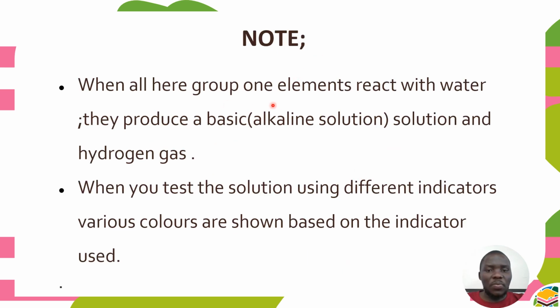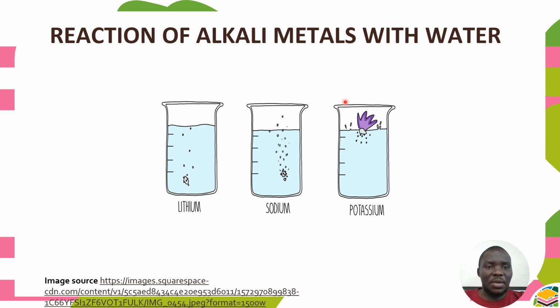Note that when all group 1 elements react with water, they produce a basic solution and hydrogen gas. When you test that solution using different indicators, you are going to see different colors based on the indicator used. So here we have a diagram illustrating the nature of the reaction when group 1 elements react with water. So here, the lithium was dropped here.